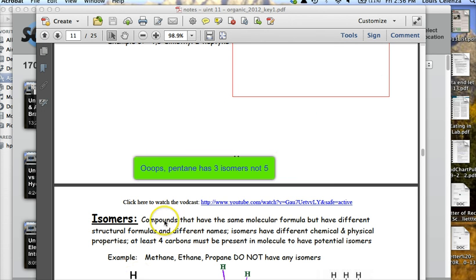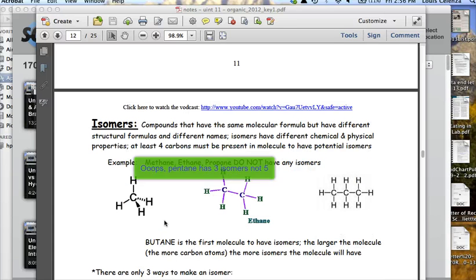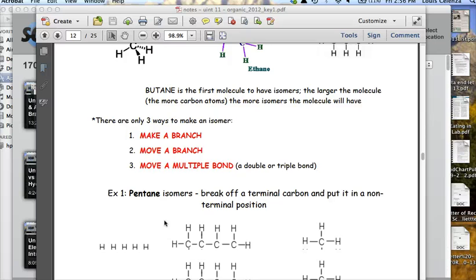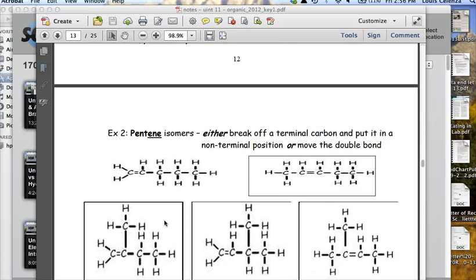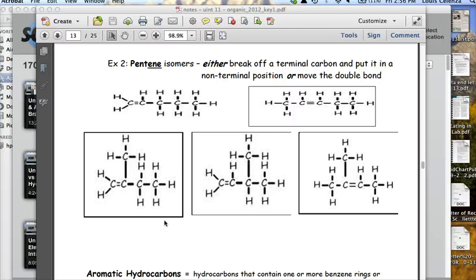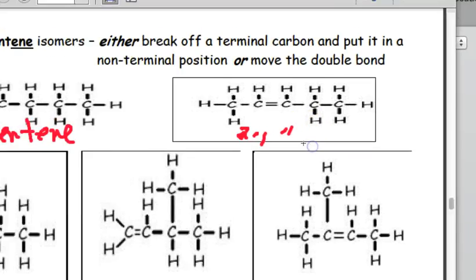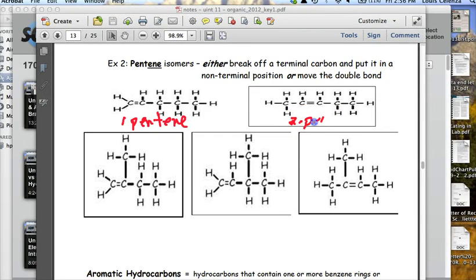Let's take a look at a more complicated example. And again, if you can figure out the first 2 examples I gave you, you should be okay. Here are the isomers of pentene. Pentene is a 5-carbon chain, but it has a double bond. So the easiest thing to do would be to move the double bond. You can have it between the first and the second. So this would be simply 1-pentene, because the double bond is between the first and second. This would be 2-pentene.